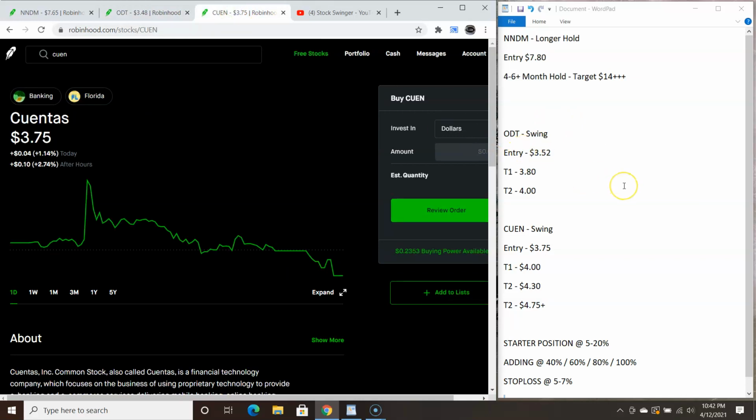On to CUEN. This thing could rip. I didn't actually play this one, my partner played this one, but I had it on my list. I didn't get in. We're going to play it again here. Ideal entry right about now. Look for that 375. Anything 380 and under would be a good one. This one here targets forward about 430, between targets 1 and 2.